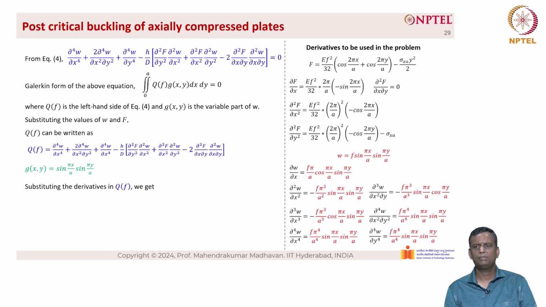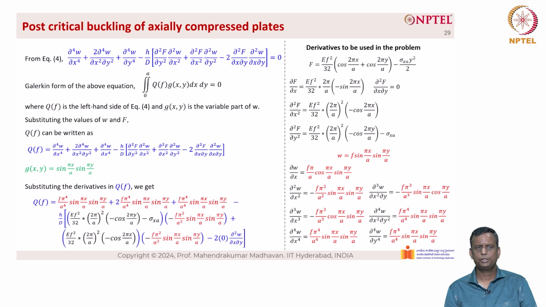Now we need to have the term ∂⁴w/∂x²∂y². So we take ∂³w/∂x²∂y, and we differentiate that one more time with respect to y. We have f into π⁴ divided by a⁴ into sin(πx/a) into sin(πy/a). The negative term gets cancelled because when we differentiate cos, we get a minus sign, so there is already a minus sign there. So we have minus into minus plus. So ∂⁴w/∂x²∂y² equal to f into π⁴/a⁴ into sin(πx/a) into sin(πy/a).